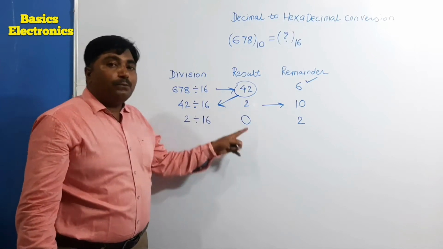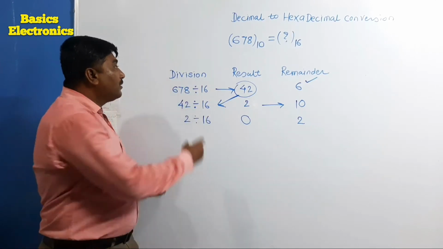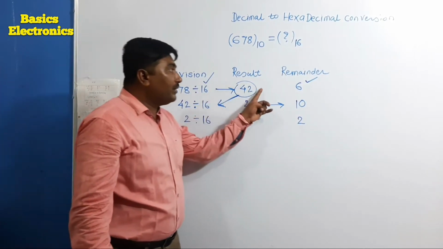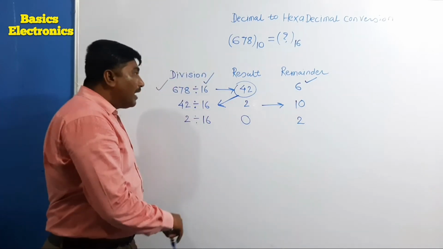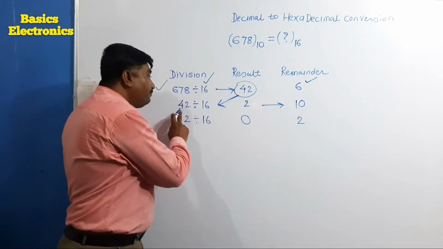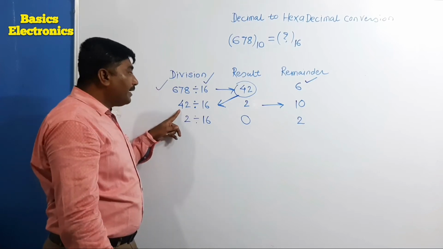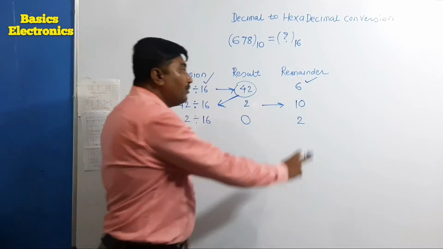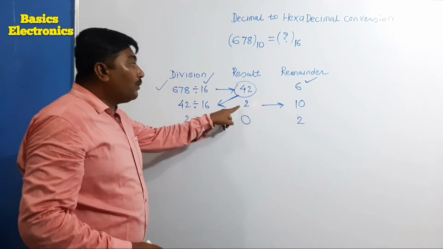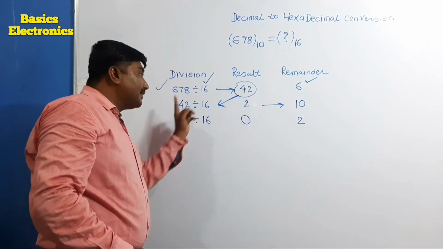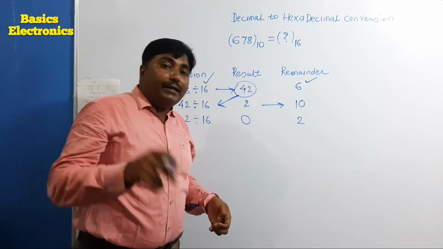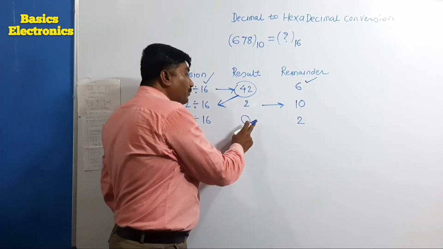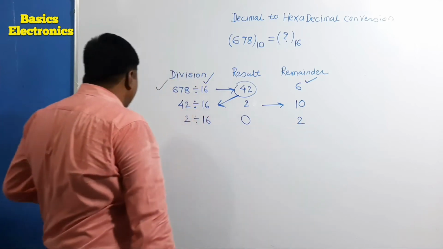Means here only 3 steps we have to follow. First we write down the given number, then we divide it by 16, write down the result and record the remainder. After that we write down the result here and divide it by 16. We get the result 2, remainder equal to 10. Whatever result we obtain, we divide it again by 16 until the result becomes 0. So here we write down the 0 and the remainder is equal to 2.